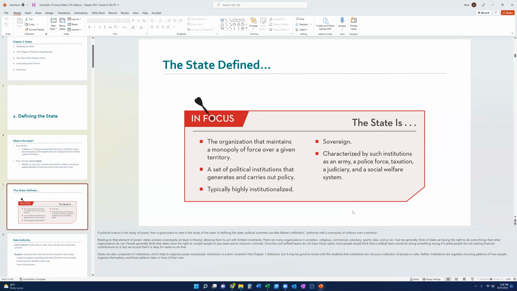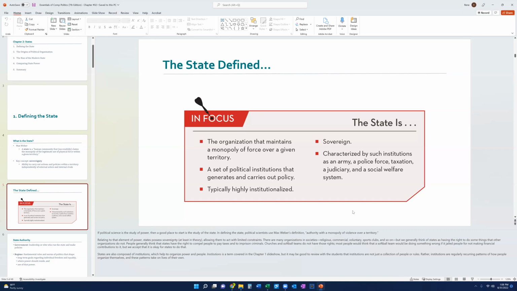The state is a set of political institutions that generate and carry out policy. It's going to be highly institutionalized, meaning it's going to be very strongly self-perpetuating. It's going to vary from place to place, but it's going to be very well defined from an official, legal standpoint. We're going to know the state pretty well. It's going to be sovereign, meaning that it's going to have the ability to carry out those actions that we talked about within their territory, independently of internal or external actors.